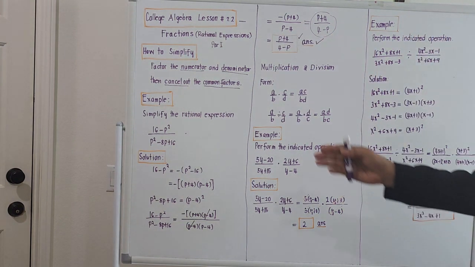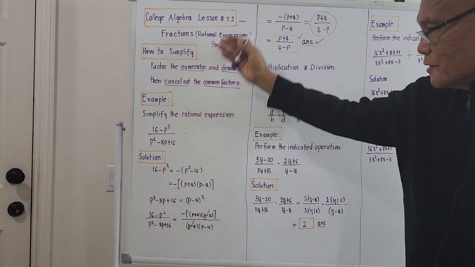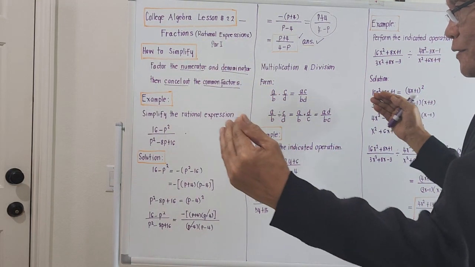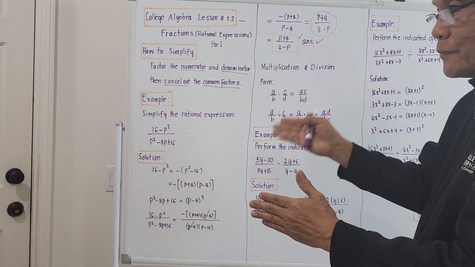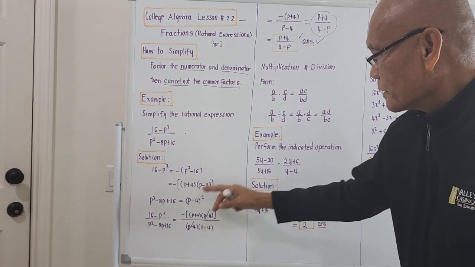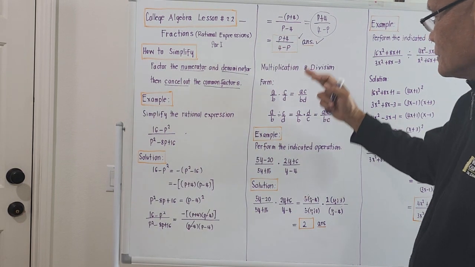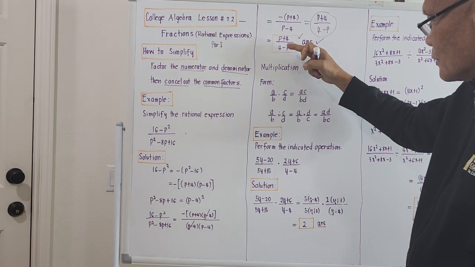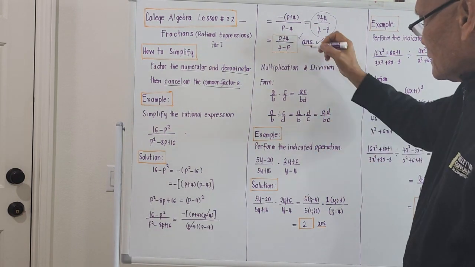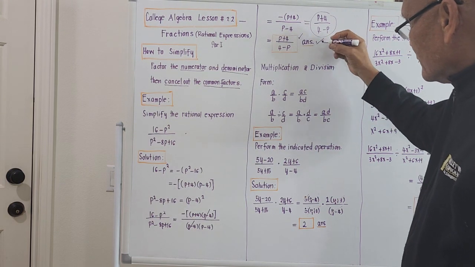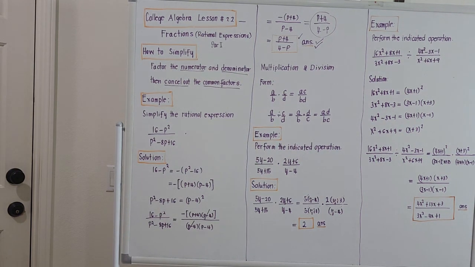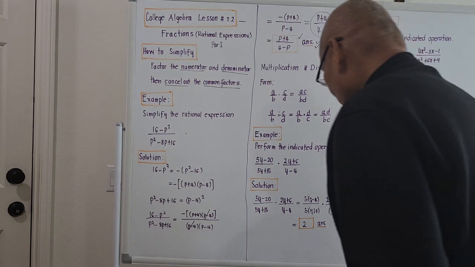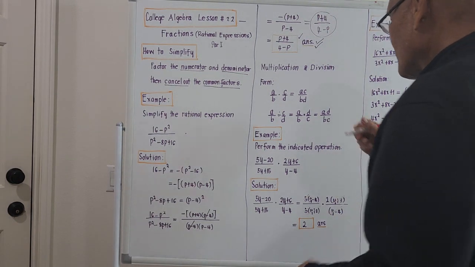Okay? So we actually follow the concept. Try to simplify the numerator and denominator, then try to cancel out common factors. That's what we did over here. So after the cancellation, our final answer will be p plus 4 over 4 minus p. Answer. Okay, what's next? We'll discuss multiplication and division.